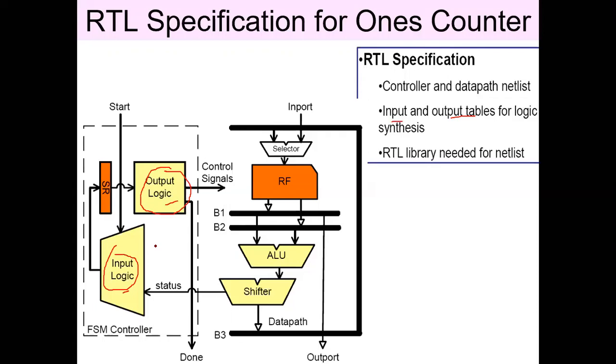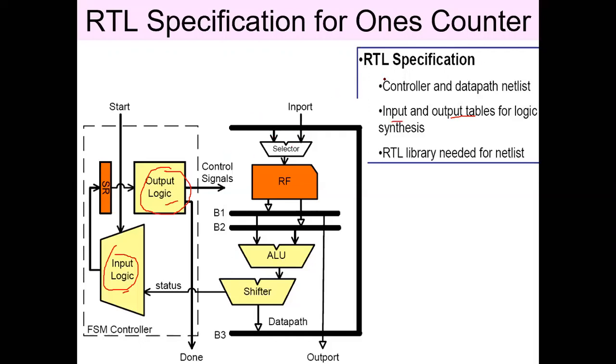So we will have two tables. The main thing here is that we have two tables, one is an input table and one is an output table. From the input table, we have to identify the input logic circuitry, and from the output table, we have to identify the output logic circuitry. Is it clear? Yes. Okay. So the RTL specification will have two tables, one is the input table as well as an output table.